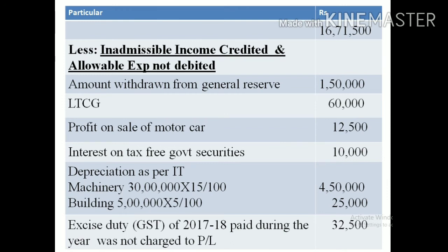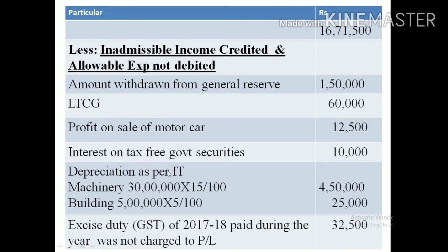The next one, deduct inadmissible income credited and allowable expenses not yet debited. First one, amount withdrawn from the general reserve is there in the credit side of profit and loss account, 1,50,000 should be deducted. Then long term capital gain we have 60,000 should be deducted. Profit on sale of motor car 12,500 should be deducted. This is a short term capital gain. Then interest on tax free government securities is income from other source, should be deducted.